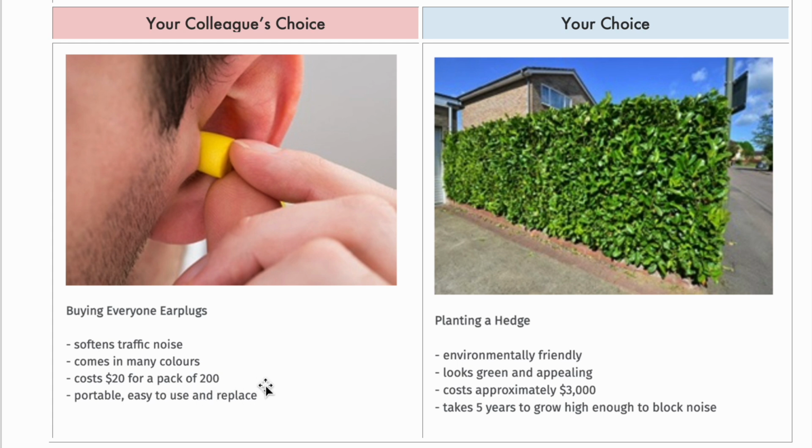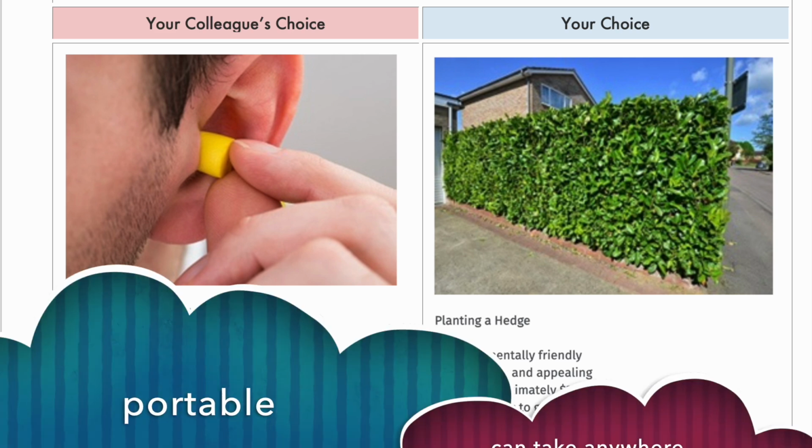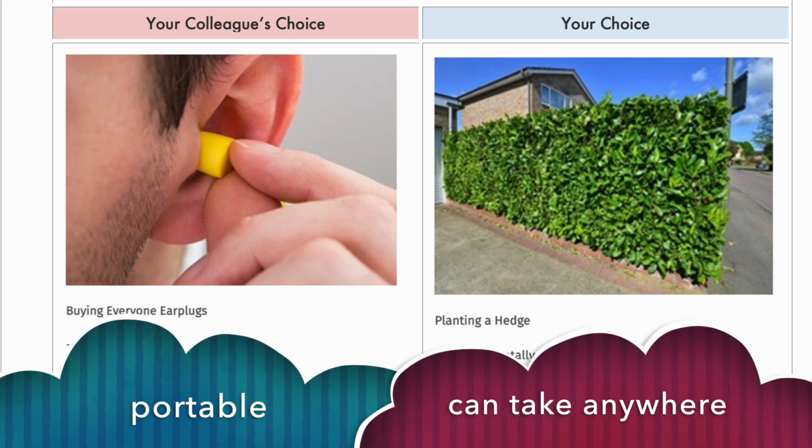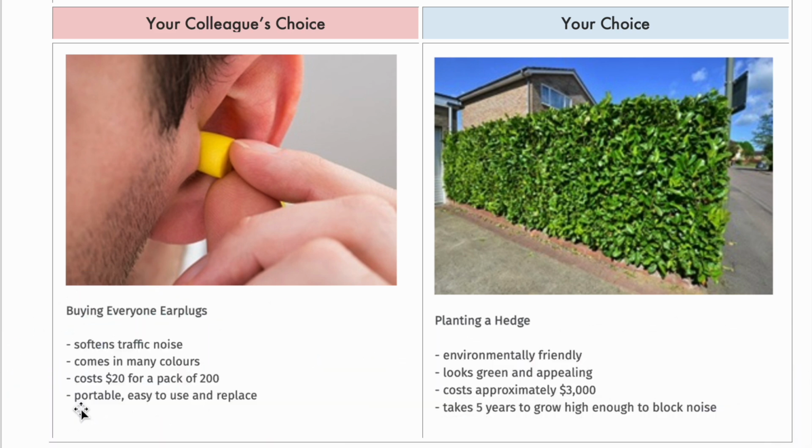Is that good? I don't know. What about if there's 100 people in your building? I think that one's not good. Portable, easy to use and replace. Portable means you can move from place to place. Okay. So then, everyone, we have read our ideas here.